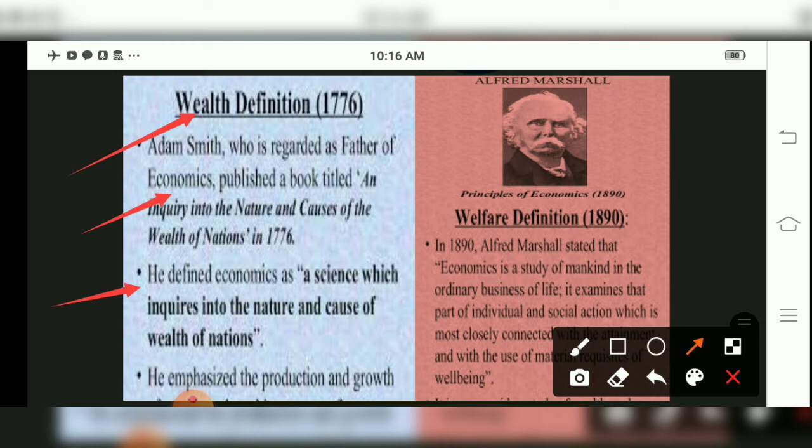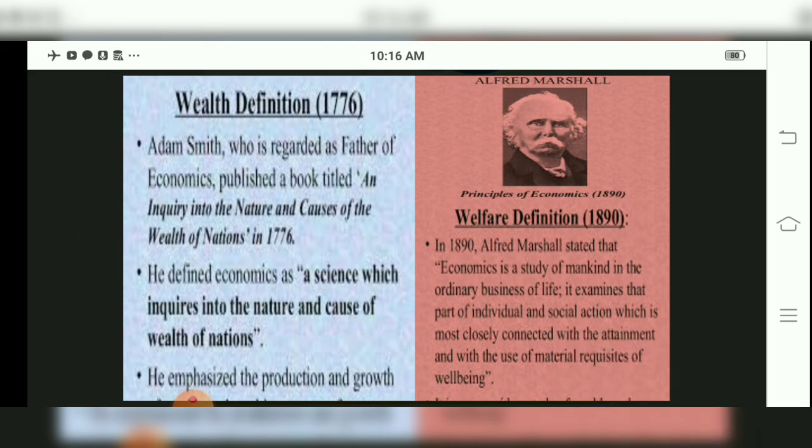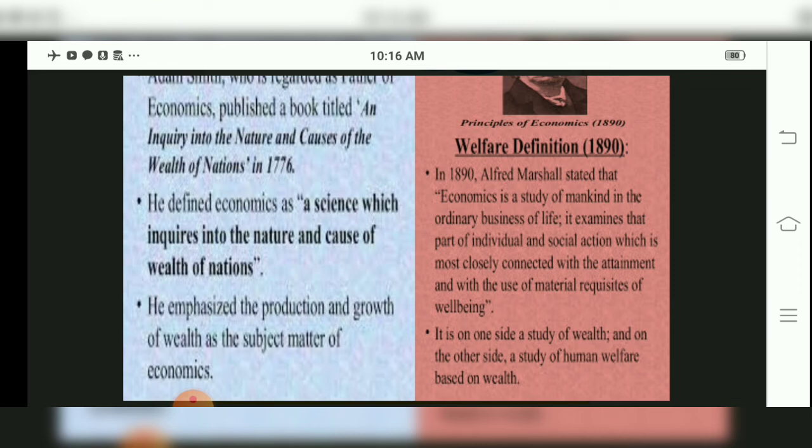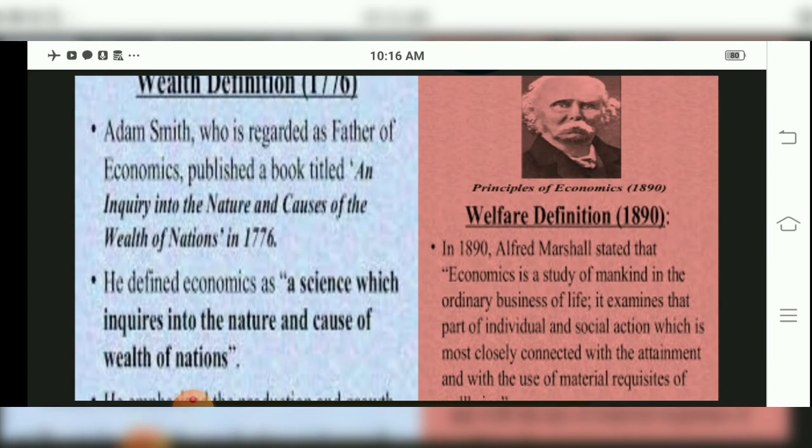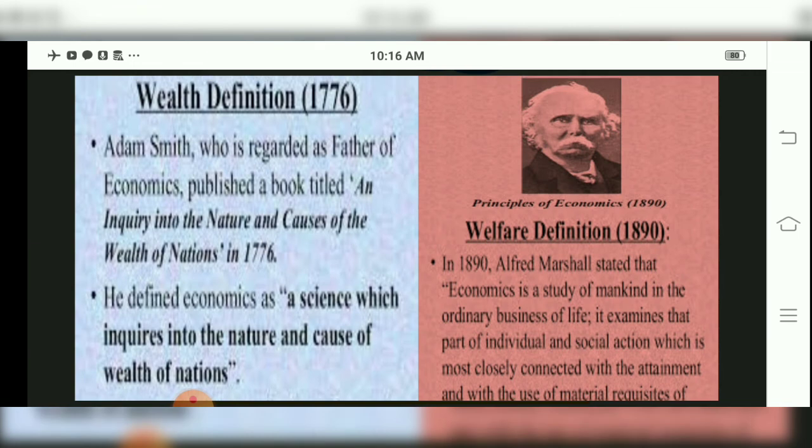Also, Professor Adam Smith has emphasized the production and growth of wealth as the subject matter of economics, children. So Professor Adam Smith also has encouraged the growth and subject matter of economics.